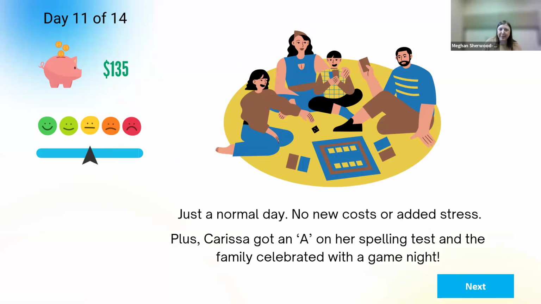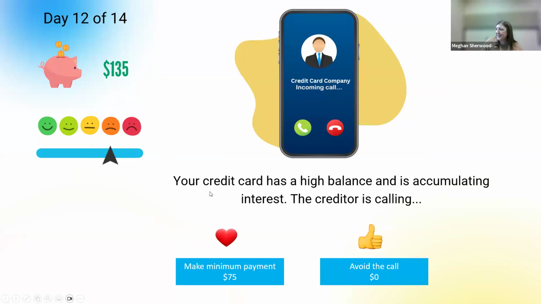So we've made it through that day. We have another normal day. We have no new costs or added stress. Carissa got an A on her spelling test. We're celebrating with a game night. So we've had a good day all around. So that is good.